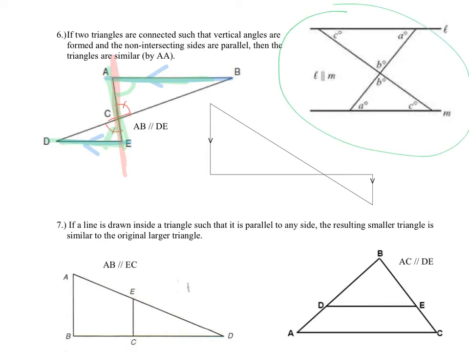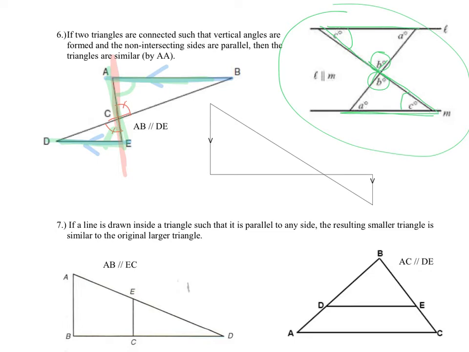So we can see that L is parallel to M. We have the vertical angles in the middle here. So obviously angle B is the same as angle B. And then because of the lines being parallel and we have this transversal being drawn in, we have that Z, you can see that this angle is congruent to this angle.